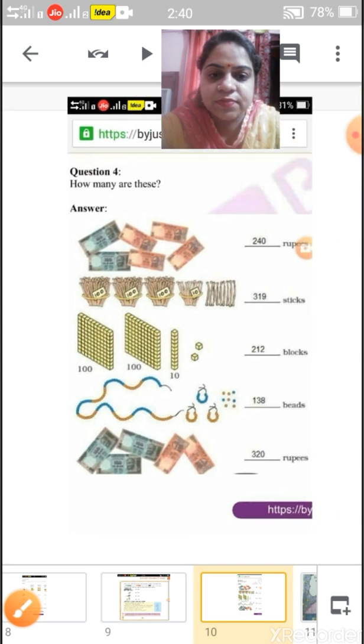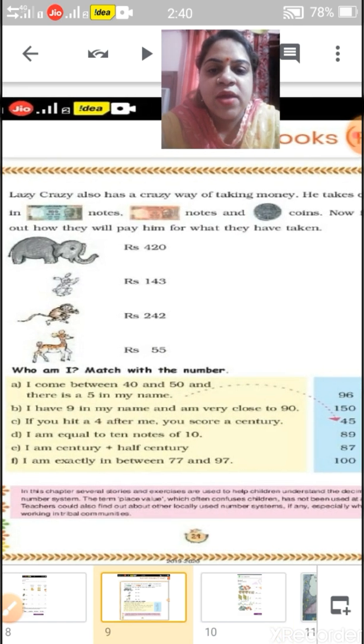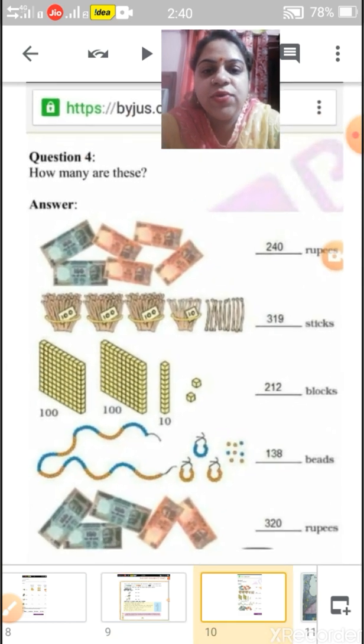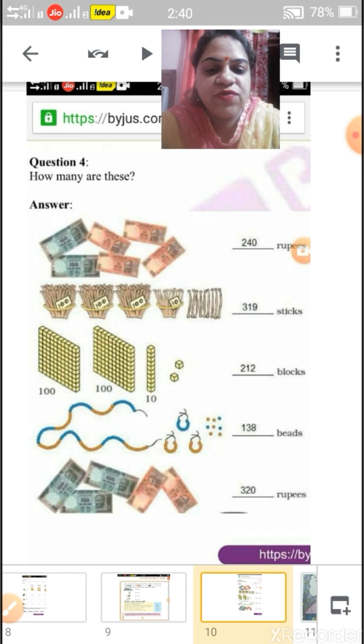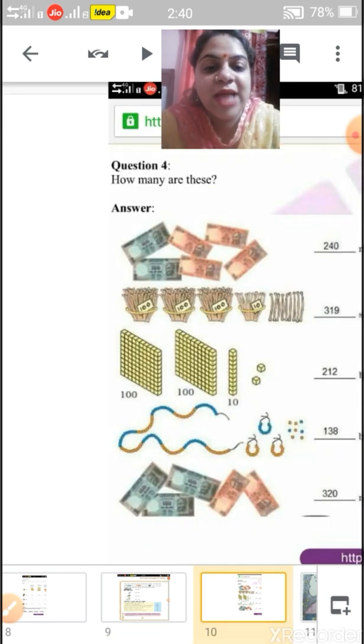Okay children, so let's have a look. How many are these? So like this you have to draw here, because they were using coins and notes. This example I have given you. This is the fourth question. For this I have given you this type of solution. Like they were putting a number over here, 420. So here you have to draw notes like this. Okay children? For all you will use notes. Understood? Now next.